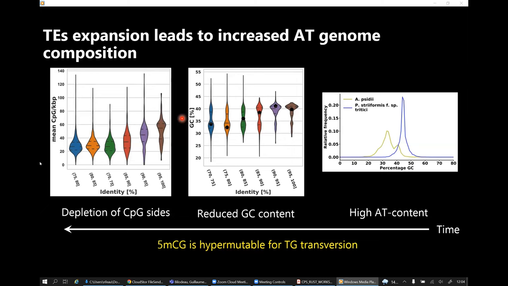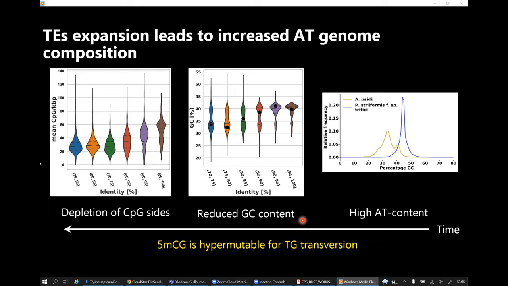So what we think is that methylation of these TEs led initially to silencing and then to hypermutability, specifically at CpG sites, because they're hypermutable and lead to a 5mC to T transition, which is very well studied. My hypothesis on top of this is that it might be related to how often you have sex, basically, how often you go through sexual cycles.